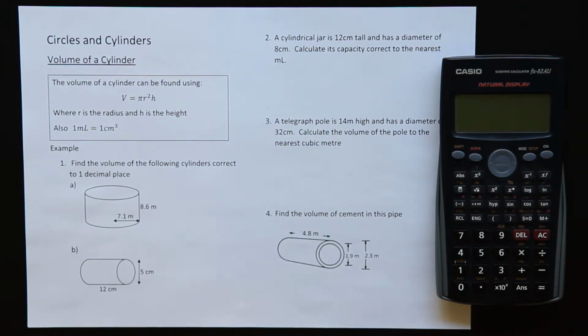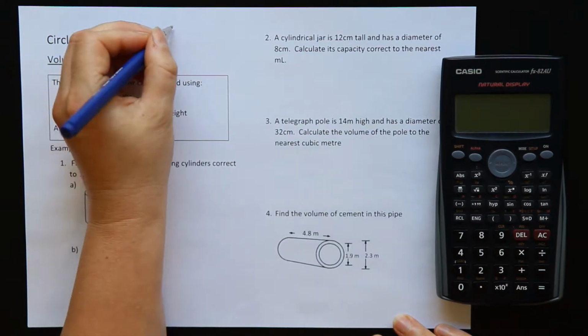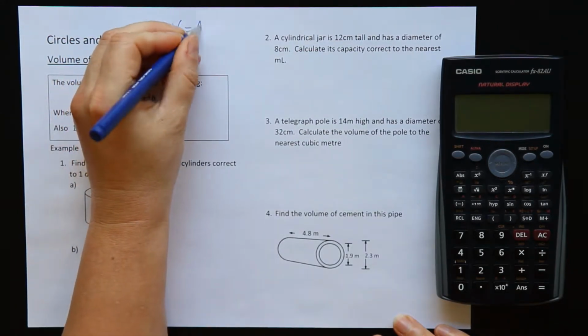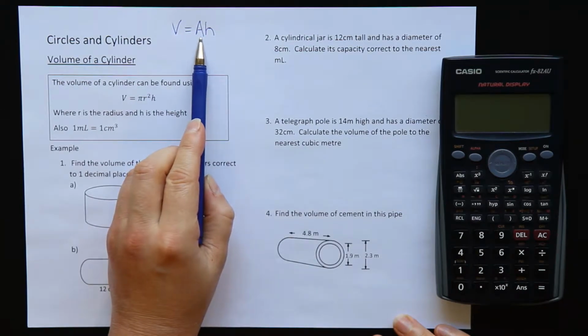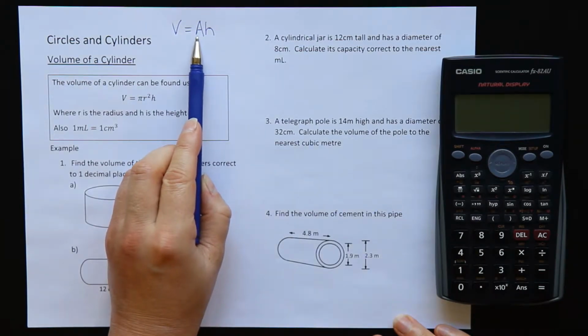Today we are looking at circles and cylinders, and we're going to learn how to calculate the volume of a cylinder. Now you may remember from a few topics ago that we learned about the volume of prisms. The formula for the volume of a prism is V equals AH, where A is the area of the shape at the front of the prism.